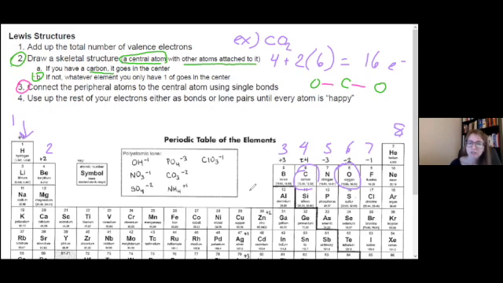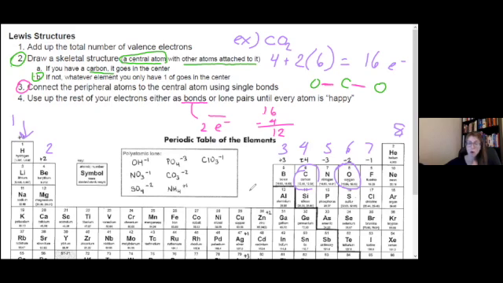Then it says use up the rest of your electrons as either bonds or lone pairs until every atom is happy. Now there's a lot to unpack there. These single bonds that I drew in pink, each of those bonds contain 2 electrons. So bonds, which we draw as lines, contain 2 electrons each. So of my 16 electrons, I've used up 2 here in that first bond and 2 there in that second bond. I've used up 4. So 16 minus the 4, I now have 12 electrons that I still need to place somewhere in this picture.